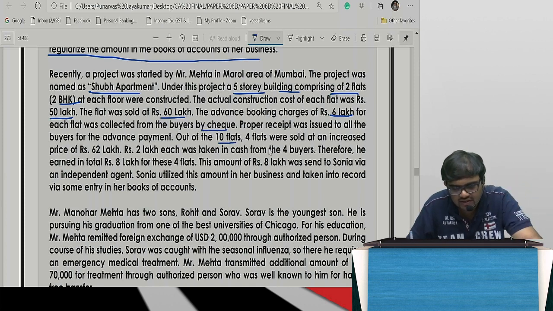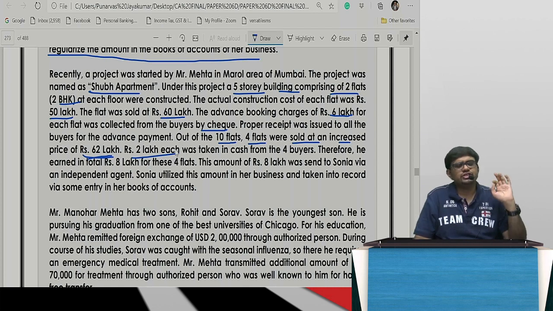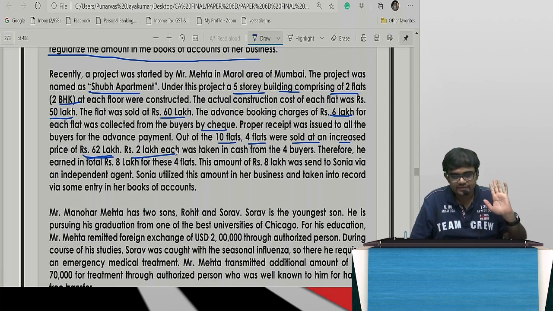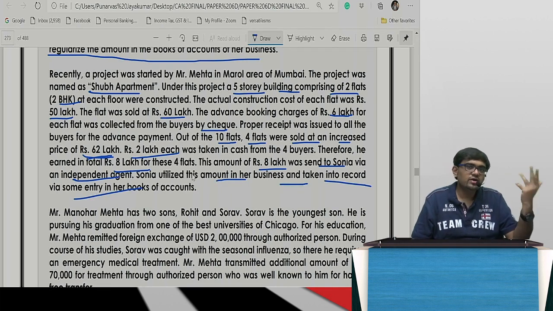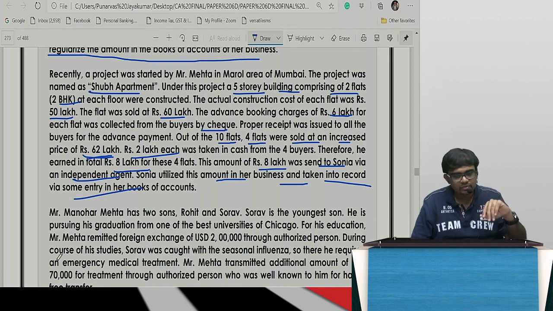Out of 10 flats, 4 flats were sold at an increased price of 62 lakh. 2 lakh was taken in cash from 4 buyers. 4 into 2, 8 lakhs in cash he has received. Therefore, it earned 8 lakhs. Oh, sorry sir, we didn't know multiplication. Okay. This amount of 8 lakhs was sent, now the Hawala route starts, via an independent agent. Sonia utilized this amount in her business and took it to record. Oh, super. She started recording all those transactions in the books.